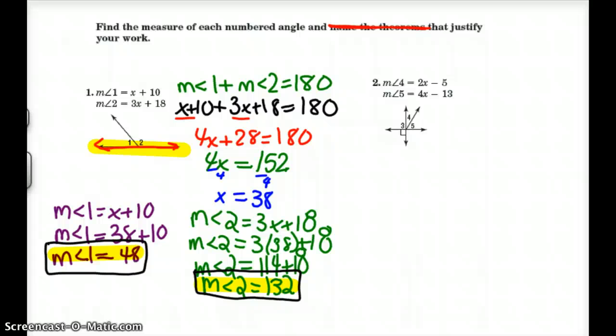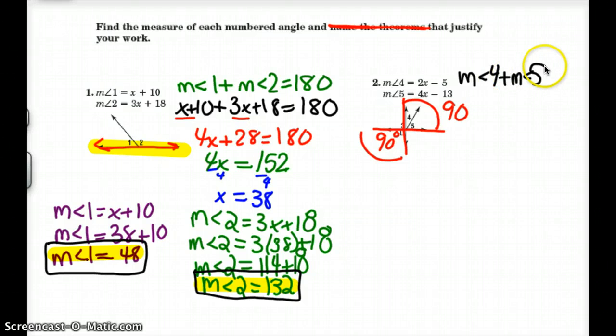You're given angle 4 to be 2x minus 5 and angle 5 to be 4x minus 13. Here are my two intersecting lines. This is a right angle here, which is going to be 90. So this angle over here, those two angles are vertical angles, so that angle is also going to be 90. To solve this problem, I'm going to take the measure of angle 4 plus the measure of angle 5, which is going to equal 90.